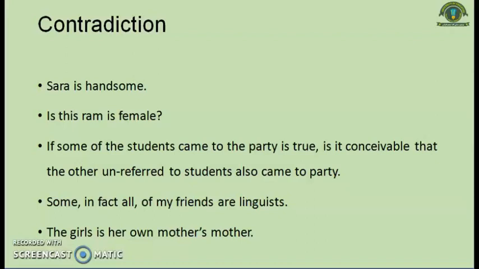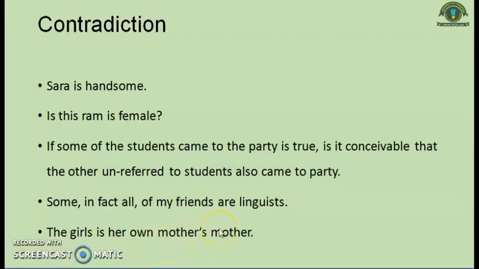In the next example, the question is raised, is this RAM female? As we all know, RAM is a device that is used in the computer. So how could it be female? RAM and females are two different things. So these are contradictory to each other.